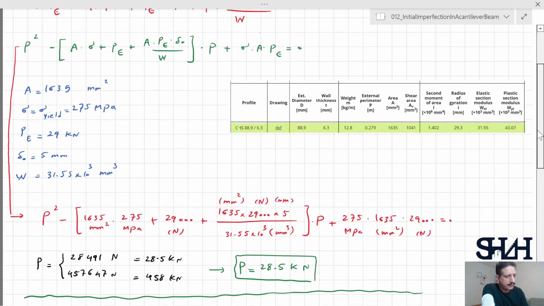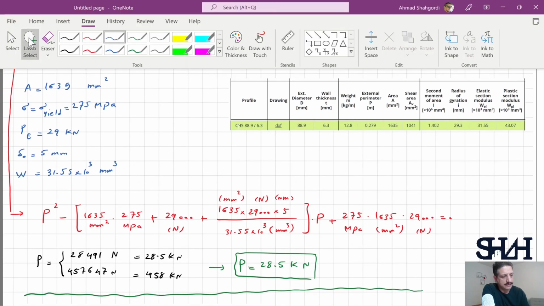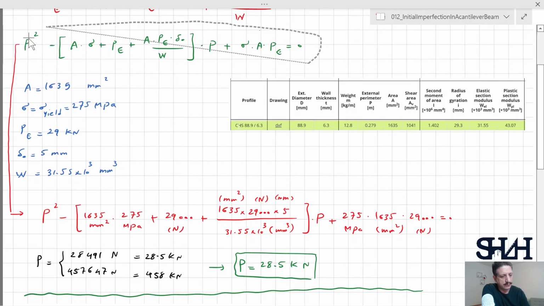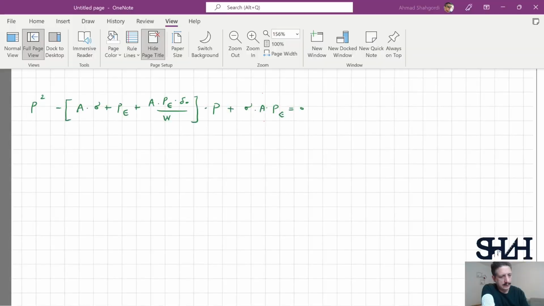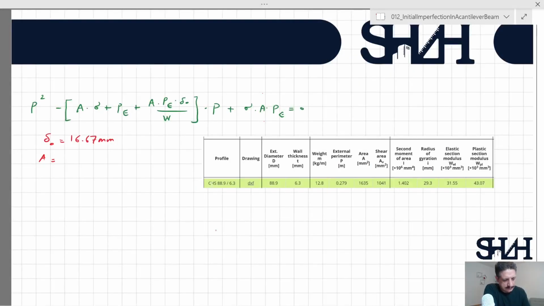Coming back to our equation from here, if I apply this delta 0 to this equation and solve it one more time, delta 0 is 16.67 millimeter. A is 1635 square millimeter and W is 31.55 times 10 to the power of 3 cubic millimeter. And then what else do we need?